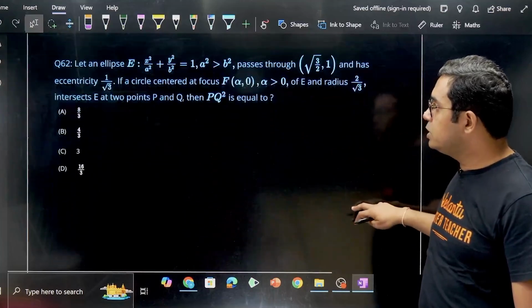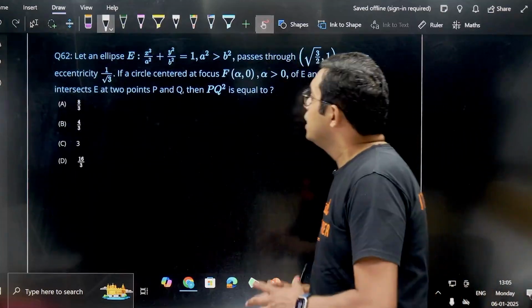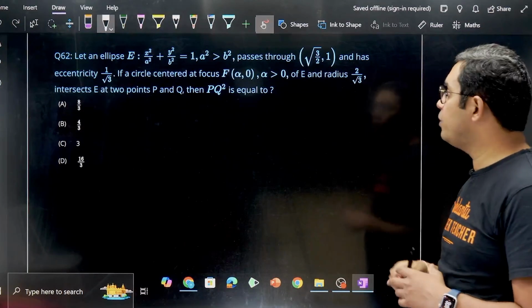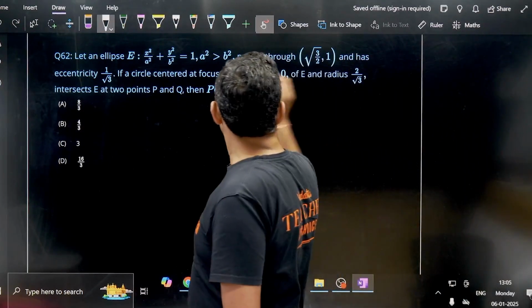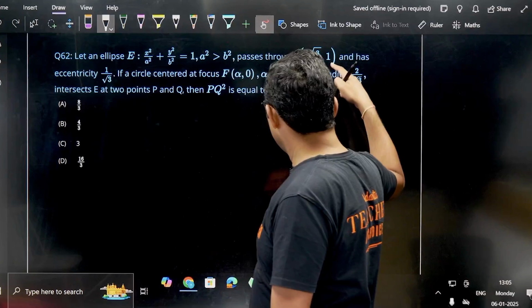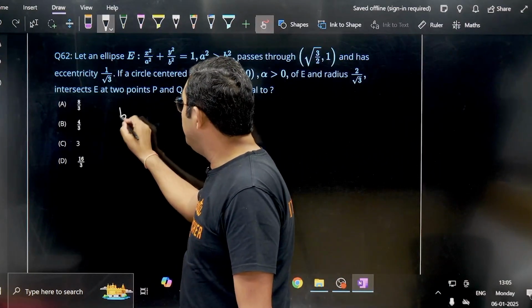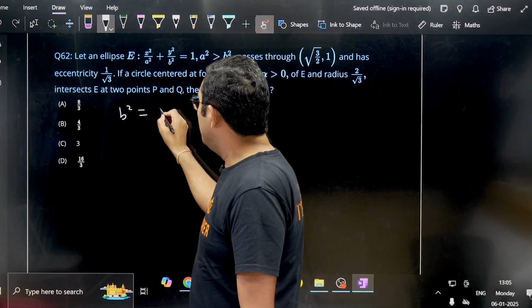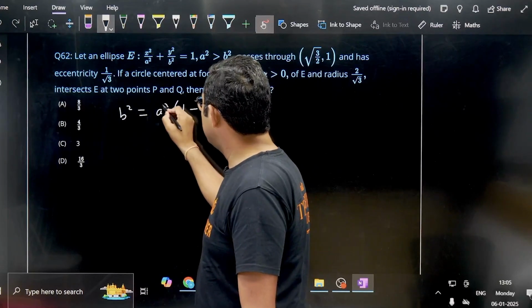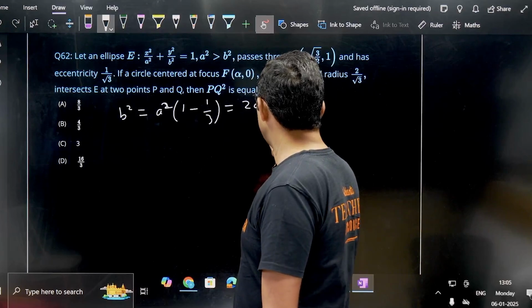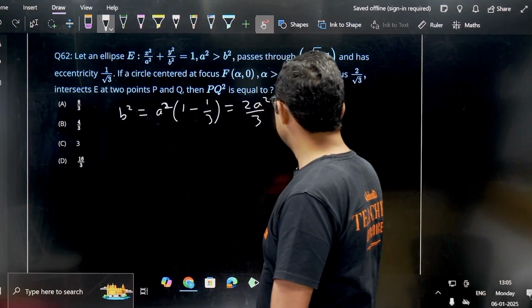Now take question number 62. Let E be an ellipse passing through this point with eccentricity 1 upon root 3. Okay, now it is passing through root 3 by 2 comma 1 and the eccentricity is 1 by root 3. That means that b square has to be equal to a square into 1 minus 1 upon 3. So this will be equal to 2a square upon 3. That is one equation.